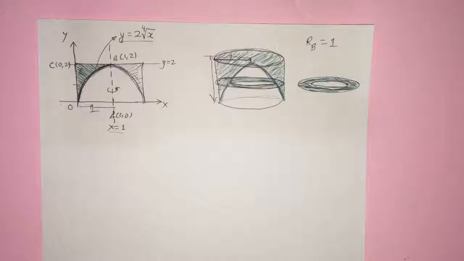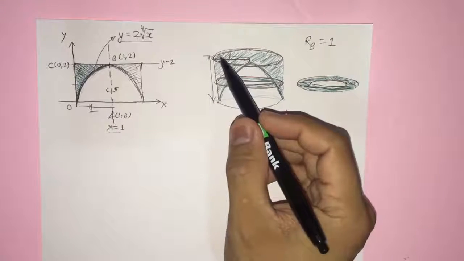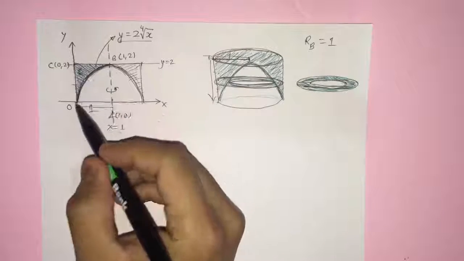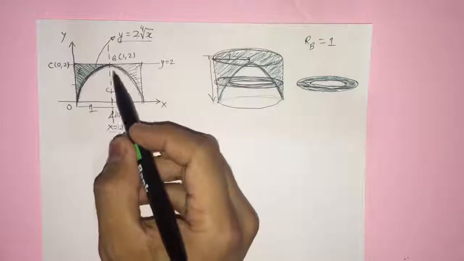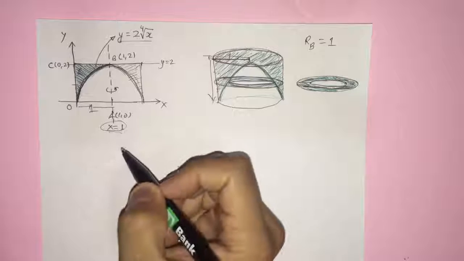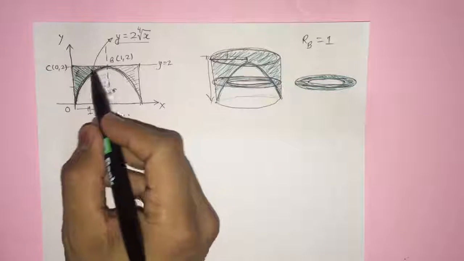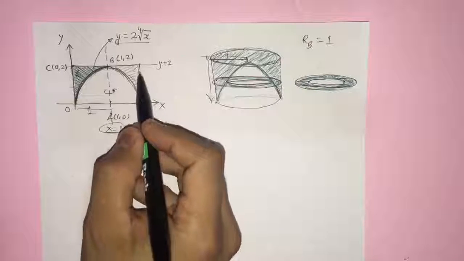Hi, now we are going to find the volume of this structure formed by this curve, the y-axis, the x-axis, and y equals 2, which rotates along x equals 1. This is the portion from the cross section, and when it rotates, the other side looks like this.